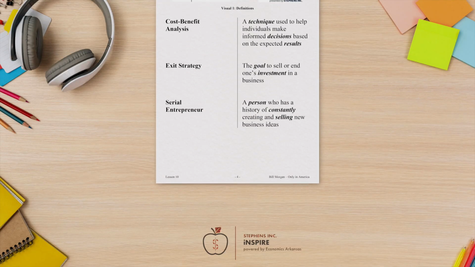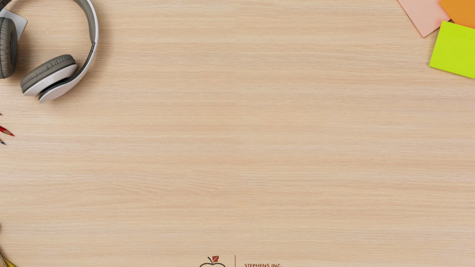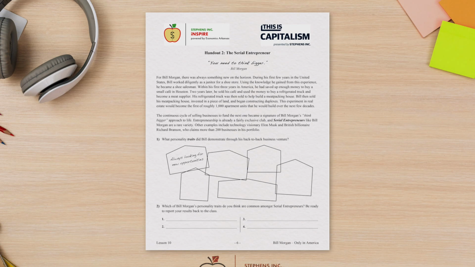Using Visual 1, Definitions, review each definition. Explain that teams will be evaluating the roles of cost-benefit analysis and exit strategies through the perspective of a serial entrepreneur. With students still in teams of 3 to 4, distribute a copy of Handout 2, The Serial Entrepreneur, to each team. Ask teams to identify common traits among serial entrepreneurs. Answers will vary, but may include personality traits such as curiosity, time management, desire to see things grow, or hope.